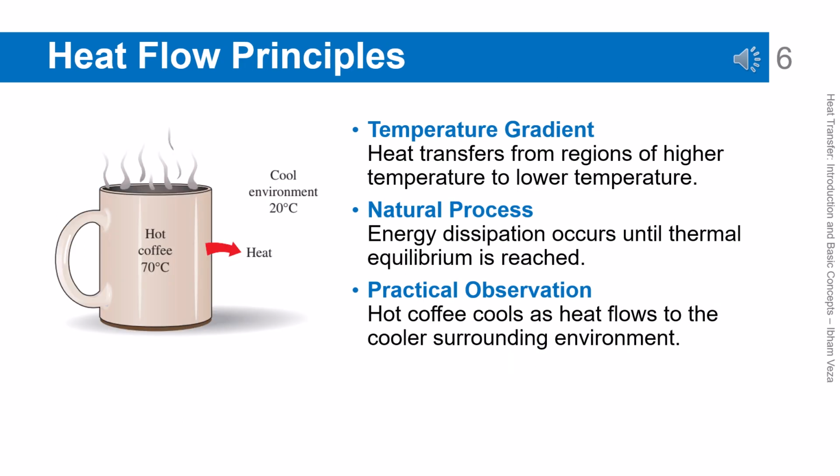Heat flow principles. Heat transfer always occurs from a region of higher temperature to a region of lower temperature. This is a natural process that continues until thermal equilibrium is reached. A daily example is hot coffee that slowly cools down in a room. The direction and rate of heat transfer depend on the temperature difference and the properties of the medium. This principle forms the basis of all subsequent heat transfer analyses.